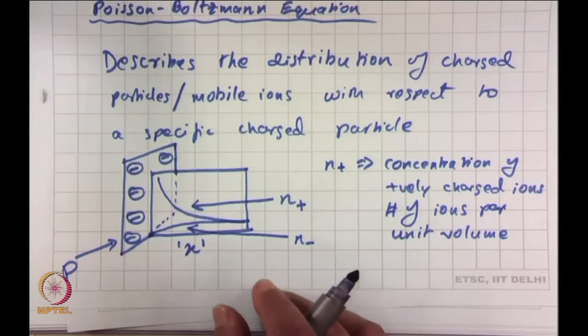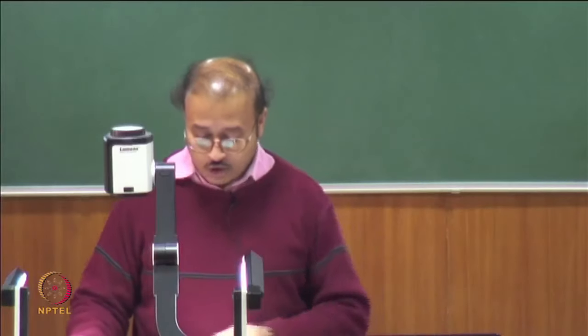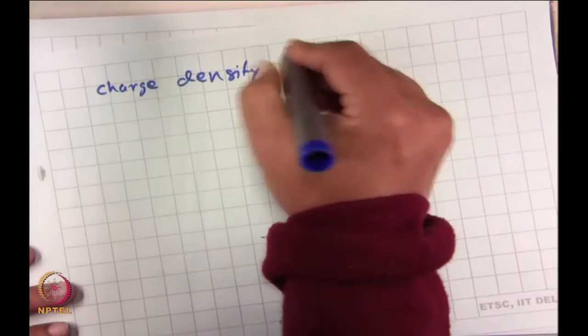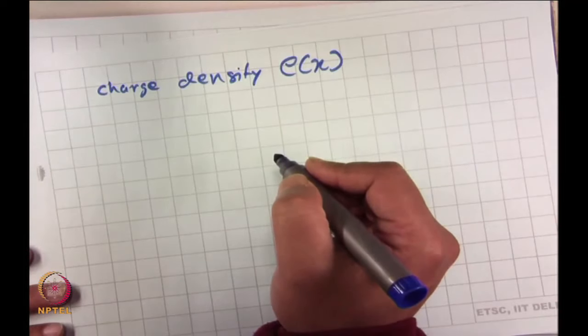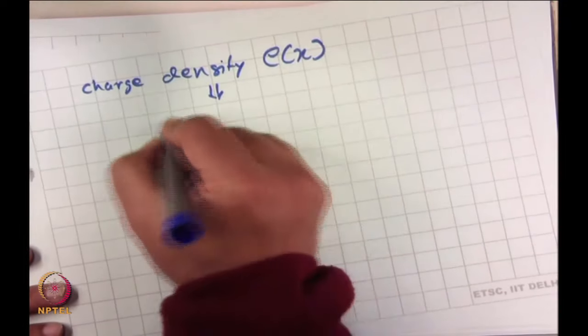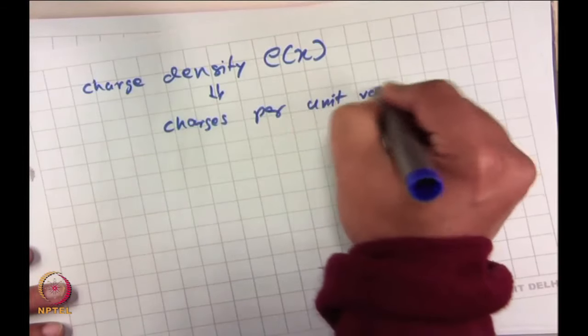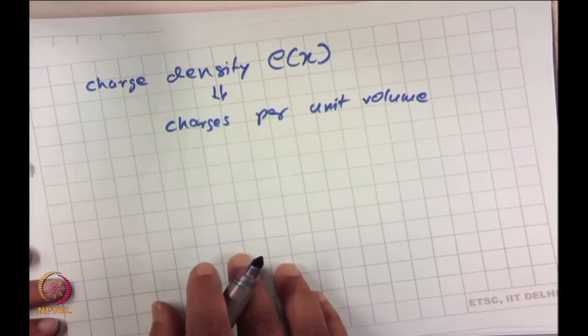Now, how to put it in a mathematical format? Keep this figure in mind, we will refer to this all the time. What we will do is look at something known as charge density, given by rho of x. And what do I mean by charge density? What is density? Charge density would be charges per unit volume, right, essentially.